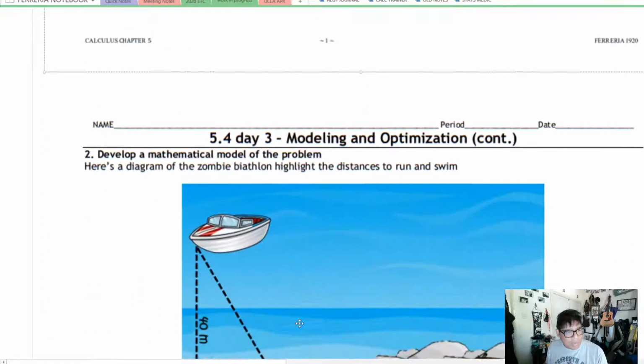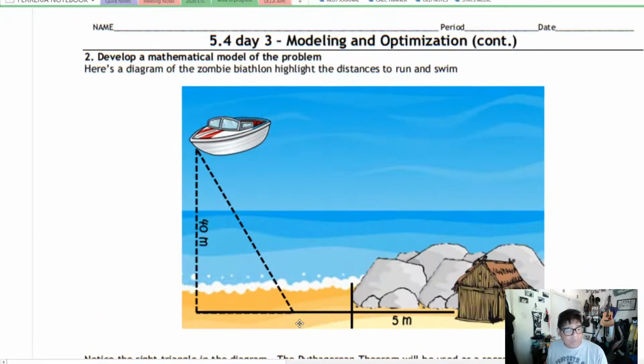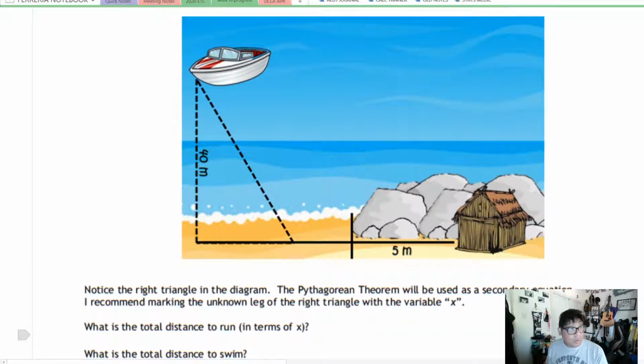So let's see what we got here. We've got a diagram of the situation that's going to be helpful. This one's a pretty colorful one. We're going to run a distance. So we have to run at least this 5 meters right here. Let me use a different color for you. We've got to run at least 5 meters here, plus some other amount. And then we have to swim another distance, maybe diagonally, maybe not, but we have to swim that distance there.